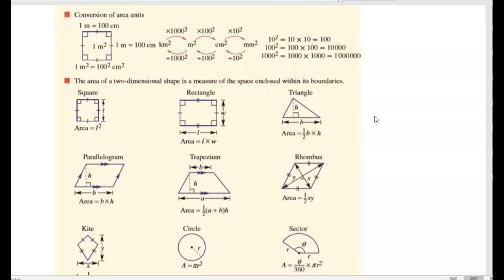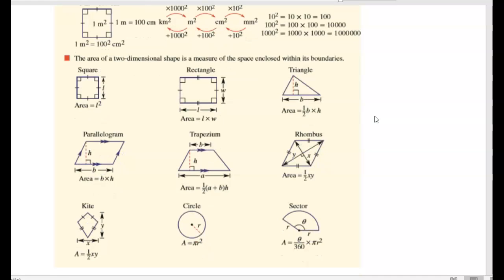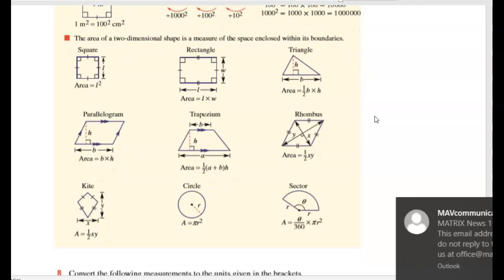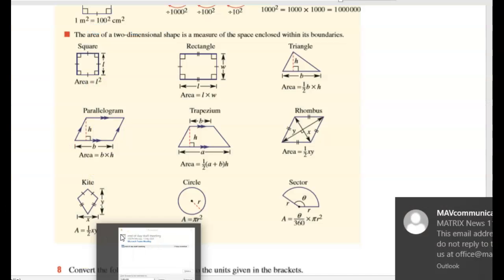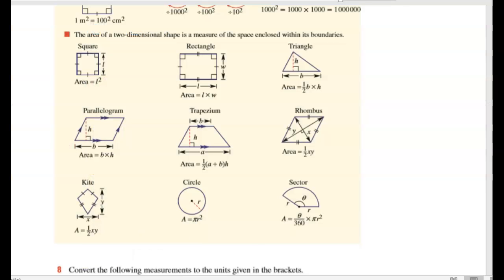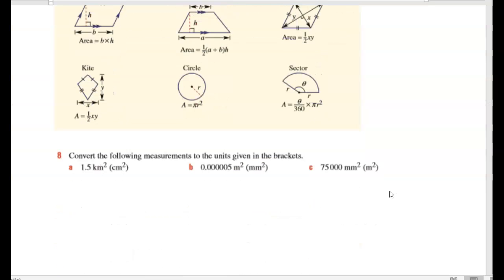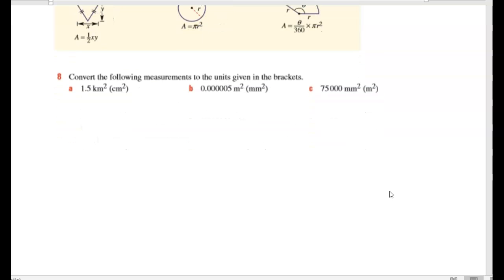Then there are some formulas here. It's not the formula for every single shape, but most of the ones that you will need are here. Let me just turn my emails off. Okay, let's keep going. I put the conversions in because people always get mixed up with them, but as long as you've got that theory there should be no issue.